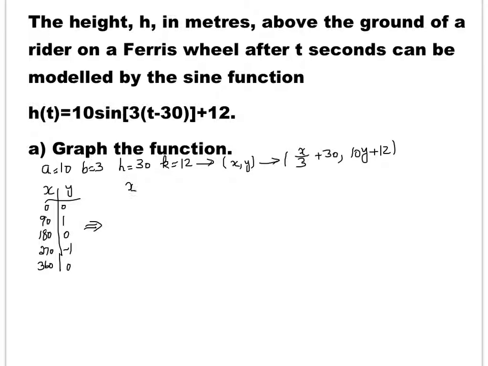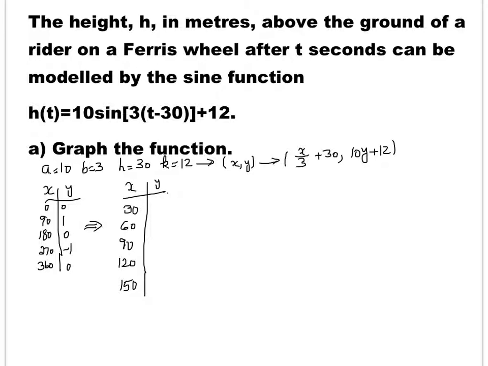Applying the mapping notation to this one, we divide x by 3 and add 30. So 0 divided by 3 is 0, plus 30 is 30. 90 divided by 3 is 30, plus 30 is 60. 180 divided by 3 is 60, plus 30 is 90. You can see that the increment is 30, so the next one is 120, and then the last one is 150.